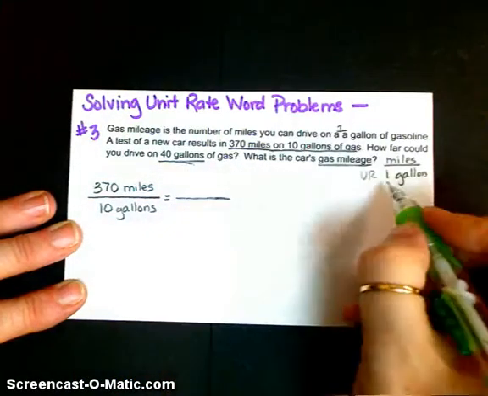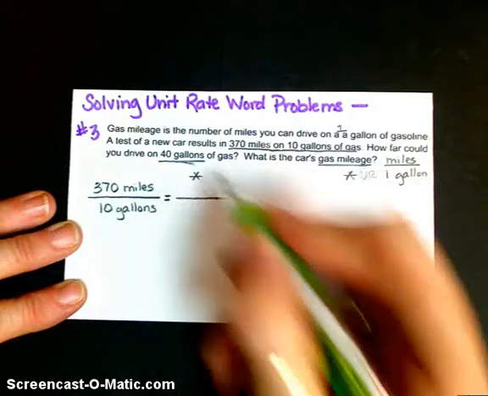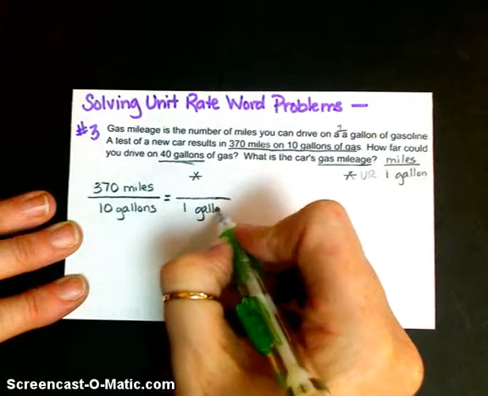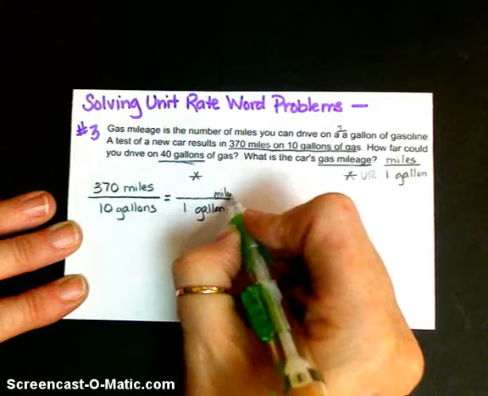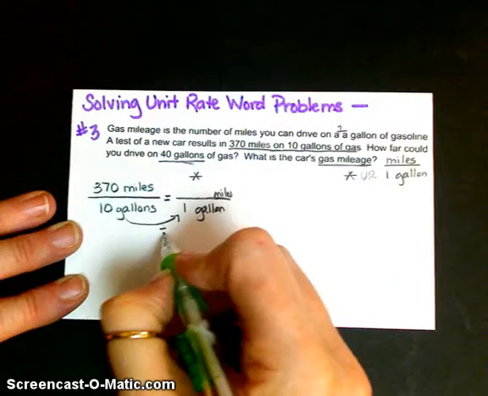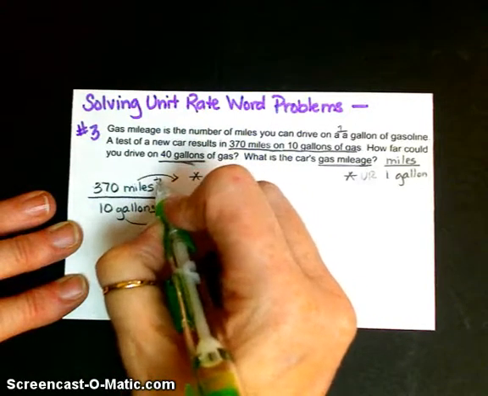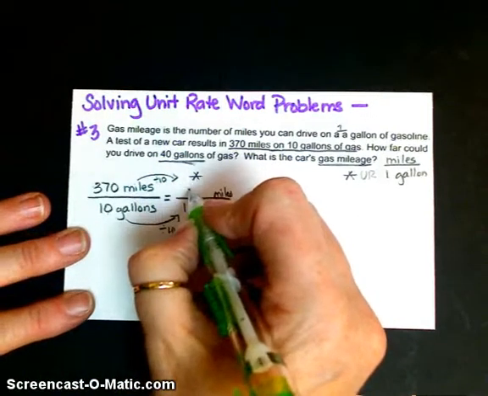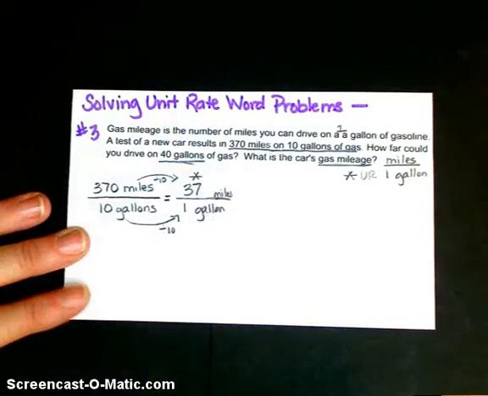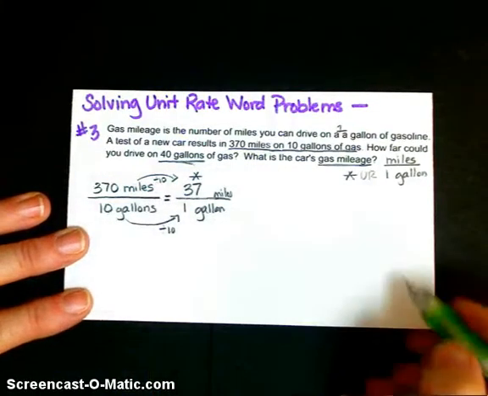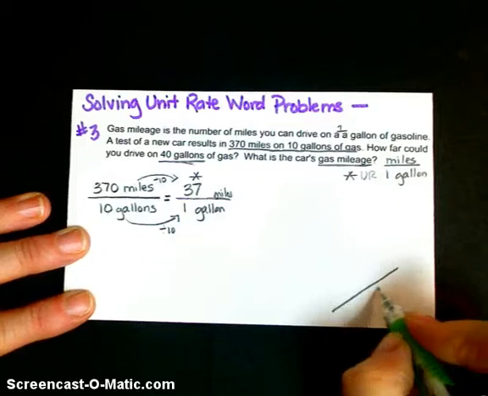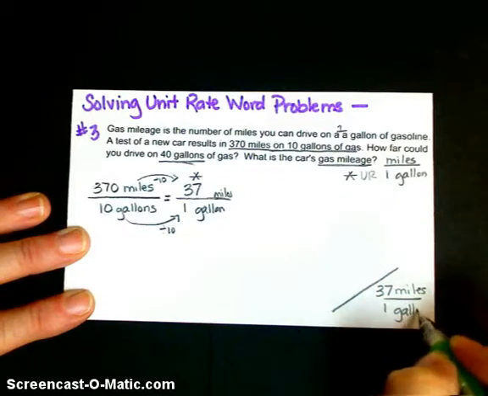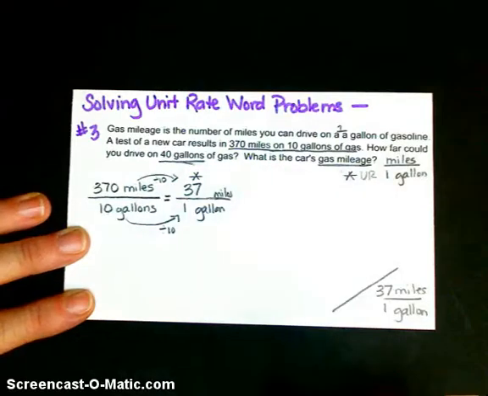Let's go ahead and solve for our unit rate so we can answer that second question. I want to know how many miles I can go on 1 gallon. I'm going to have to divide this by 10. So I'm going to do the same thing to the top because I'm going from 10 down to 1. That means, golly, this is a heck of a car. I get 37 miles to the gallon. This would answer our second question. 37 miles to 1 gallon. That's the car's gas mileage.